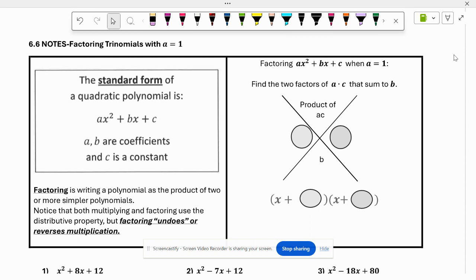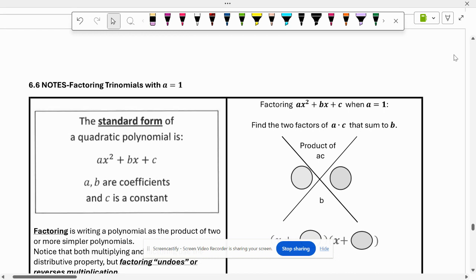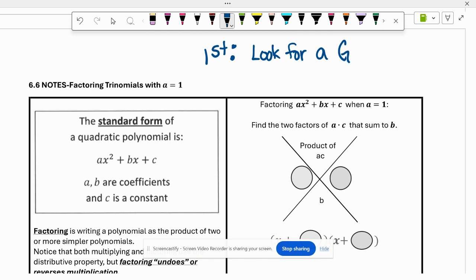All right, so today we are going to start factoring trinomials. Up to this point, we have learned how to factor using two methods. Our first method of factoring, and the one that we always rely on, is to look for a GCF. That is the most important first rule of factoring. The first thing you always want to do is look for a GCF.